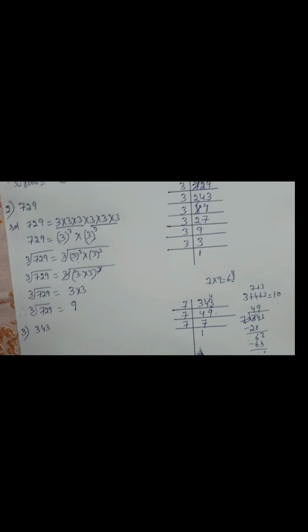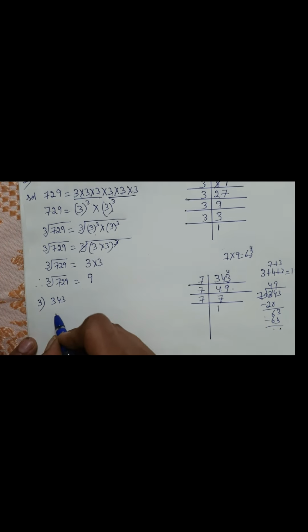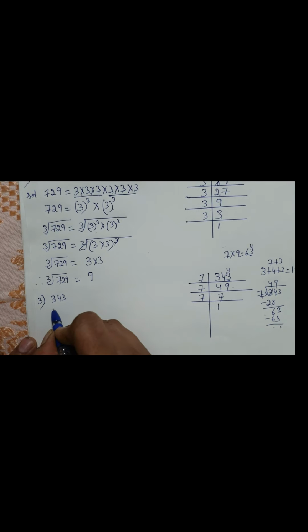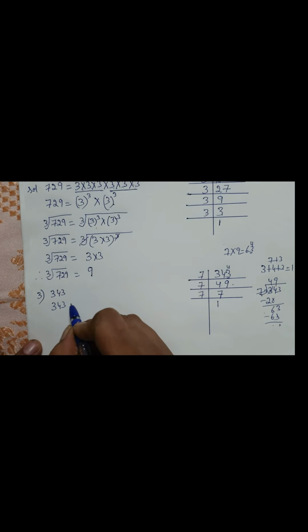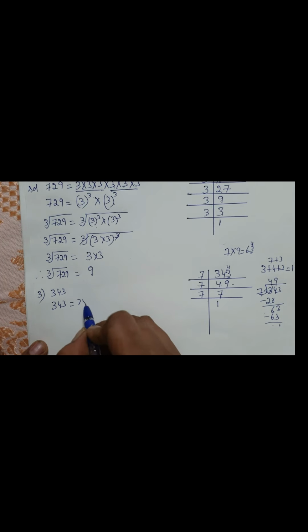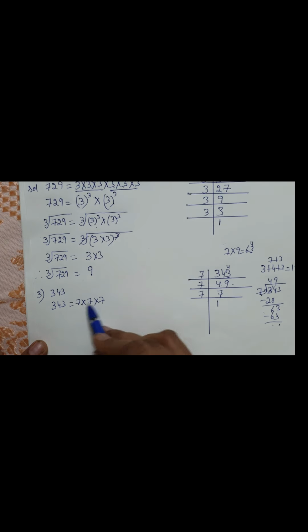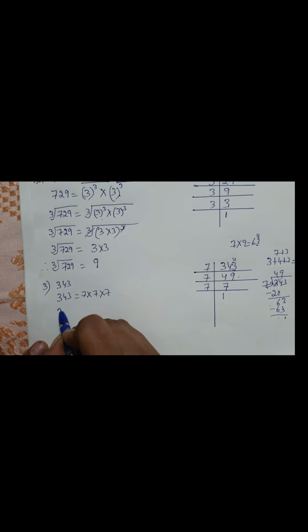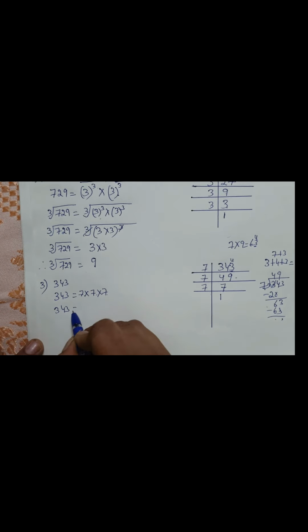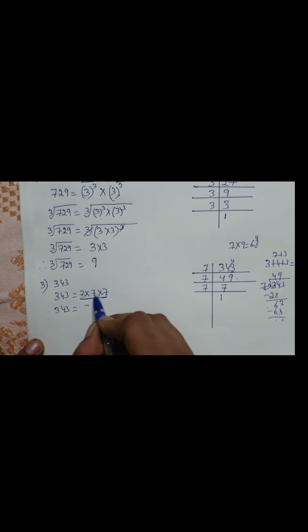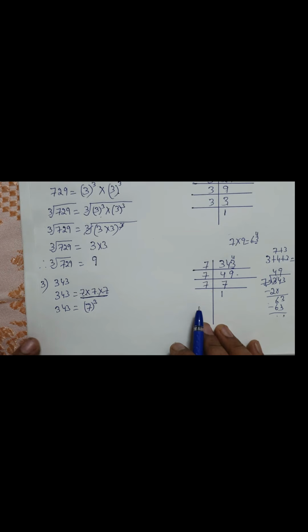Now we have to find the cube root. Now we have to take these factors here. 343 is equal to 7 multiplied by 7 multiplied by 7. 1, 2, 3. One group became 7 multiplied by 7 multiplied by 7. So we will put 7 here and we will put 3. How many times 7? 3 times. 1, 2, 3. So 7 cube.